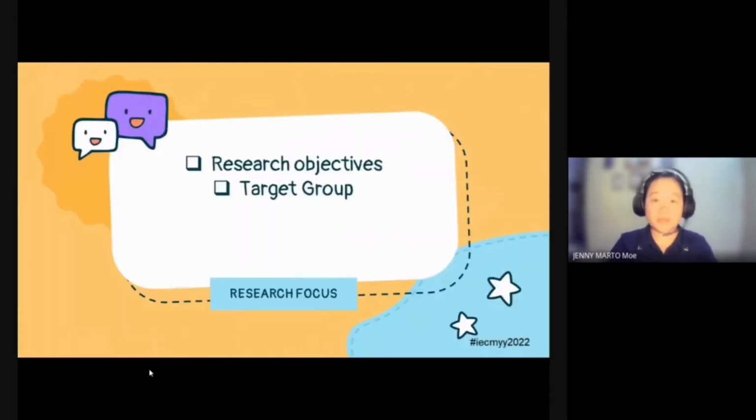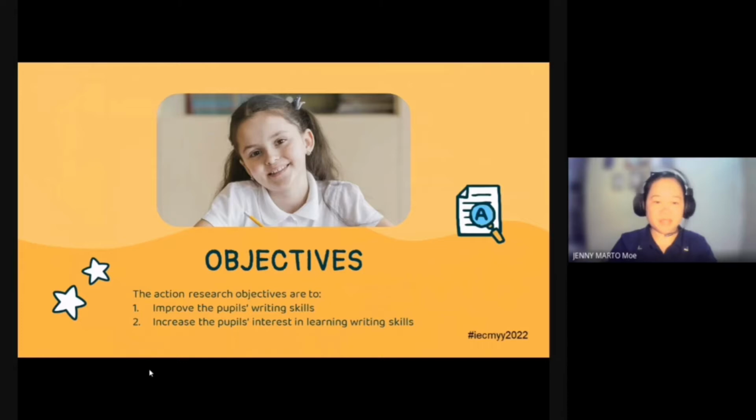This is my research focus, which I will discuss on the research objectives and the target group. These are my actual research objectives. The first one is to improve the pupils' writing skills, and the second one is to increase the pupils' interest in learning writing skills.